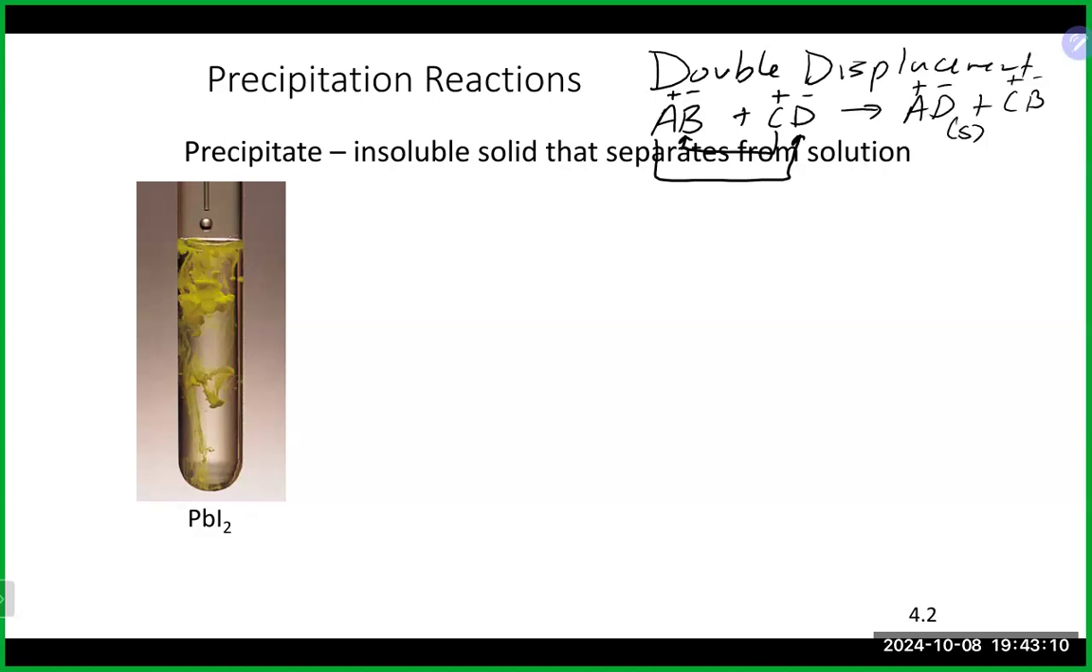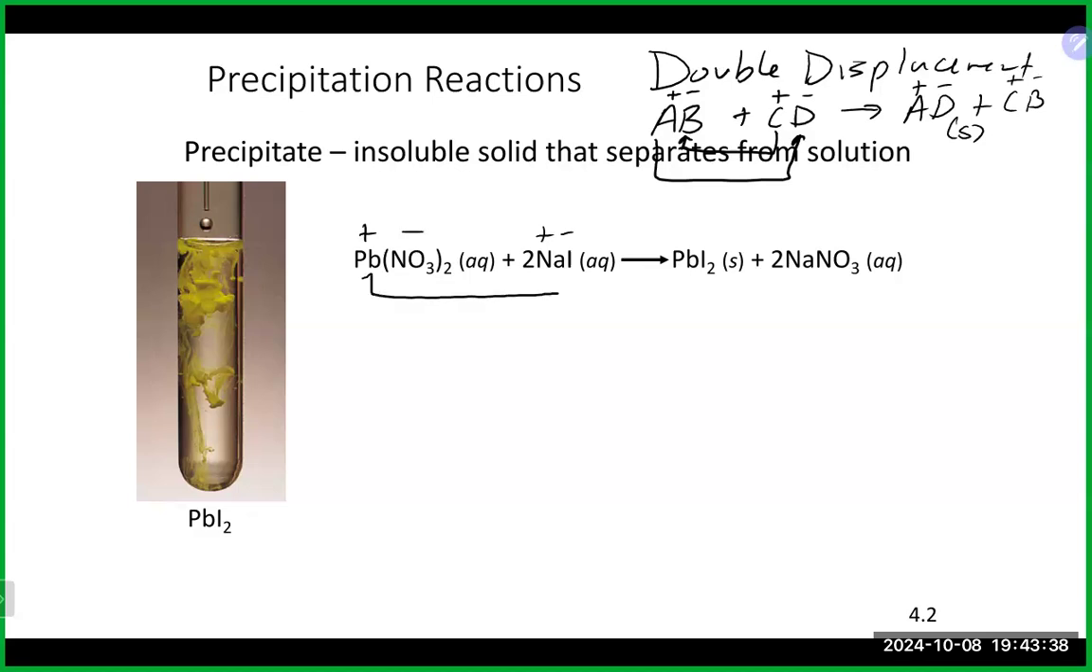when those guys come together. So for example here, if we take a look at this equation, we're going to take a little lead 2 nitrate, and we're going to react it with some sodium iodide. And I know this is a double displacement reaction because I'm starting with 2 ionic compounds. That's a positive guy, negative guy, positive guy, negative guy. This is the only type of reaction that pretty much starts that way. And again, we're going to switch partners here.